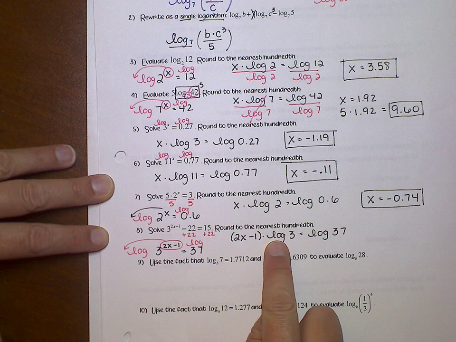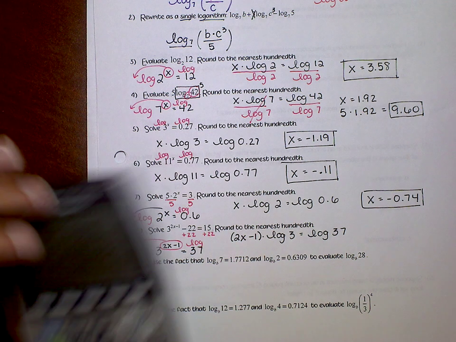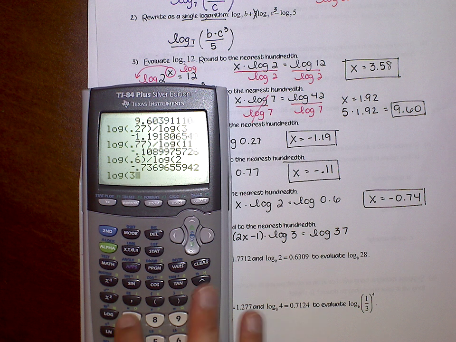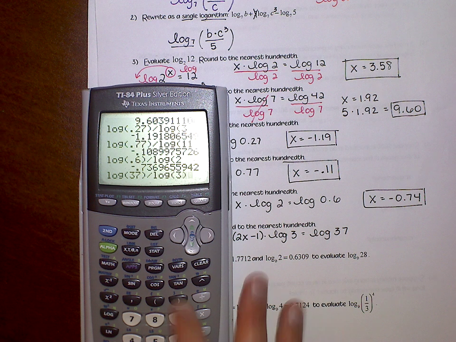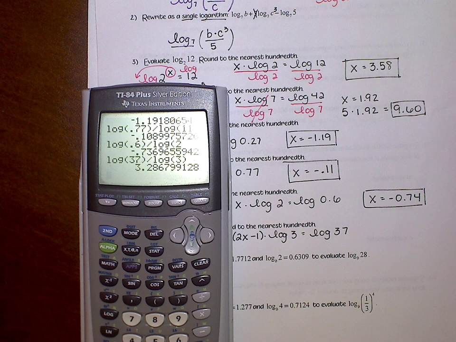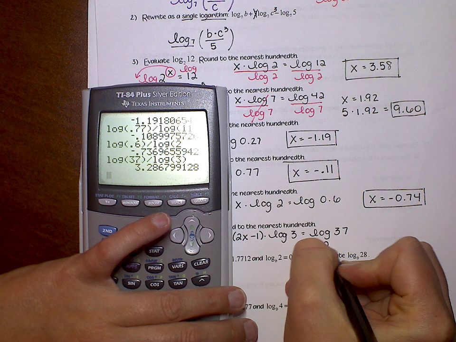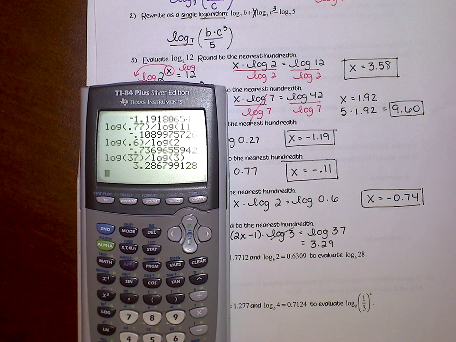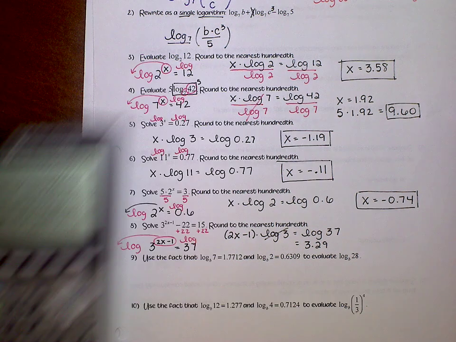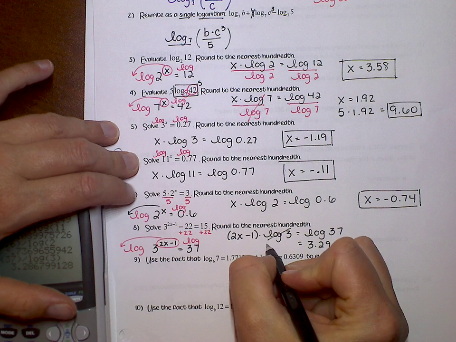So I'm still going to divide by that log 3. All right, that's my next step. So I'm going to go log 37 divided by log 3. And I get this 3.29 number. But that's now, so that's this over here. And I've gotten rid of my log 3. But I still have 2x minus 1 left here on this side.